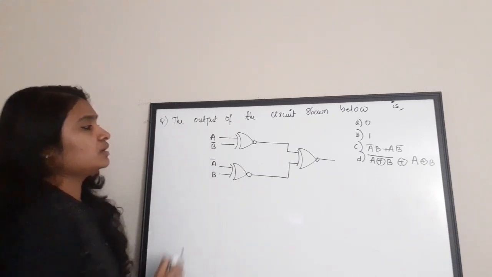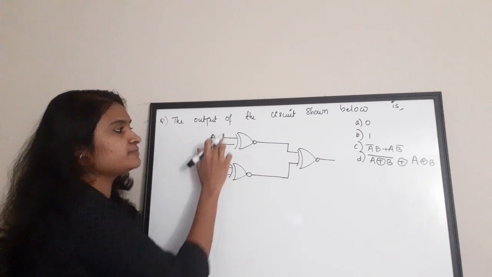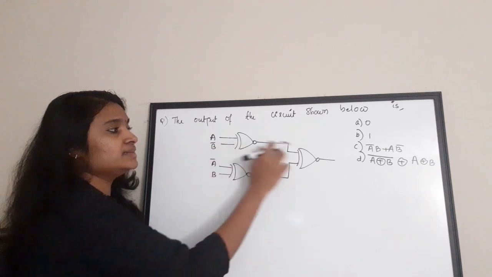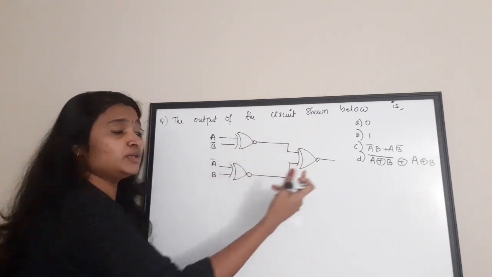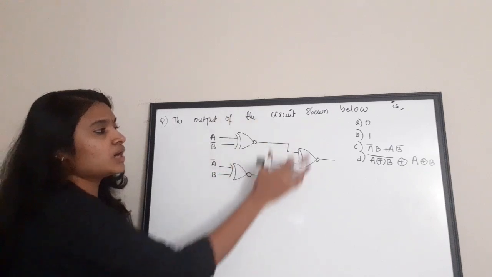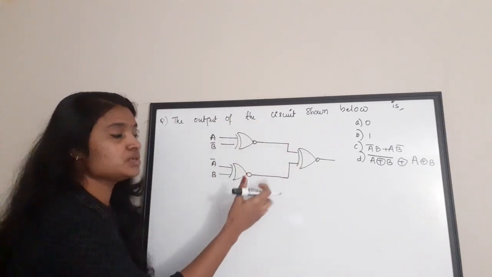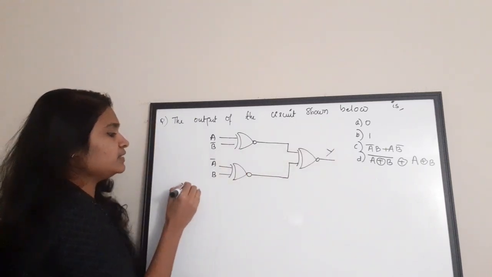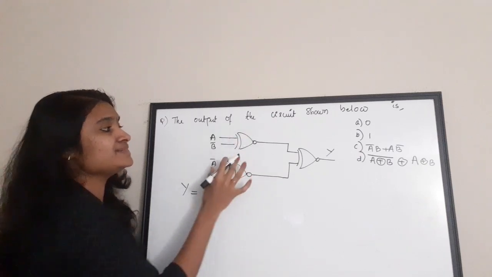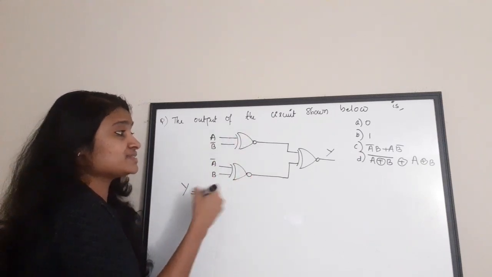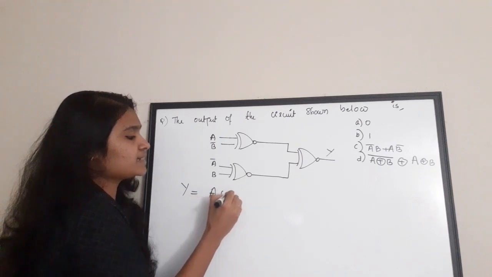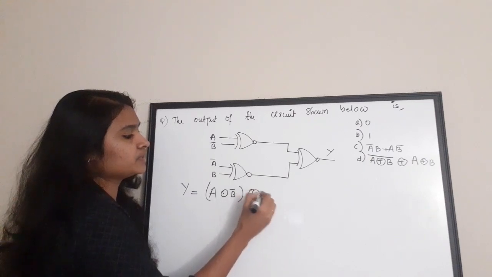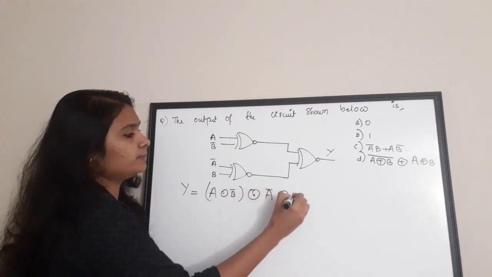If you see, the input of the first XNOR is A, B bar and the second XNOR is A bar, B. And these outputs are being again fed to another XNOR gate. How can you write the output expression for this particular logic circuit? Let this output be Y. So Y will be equal to, in simple terms of XNOR, A XNOR B bar, again XNOR A bar XNOR B.